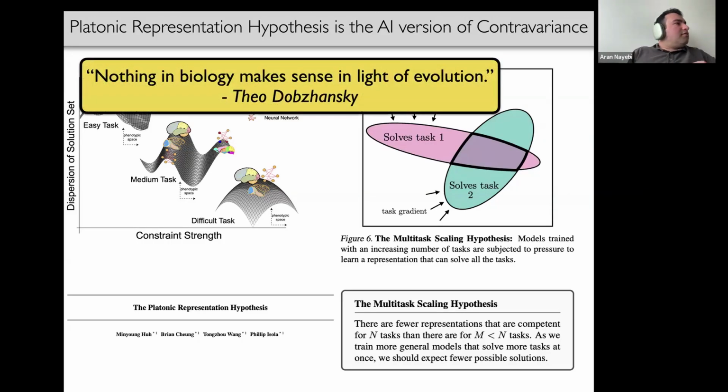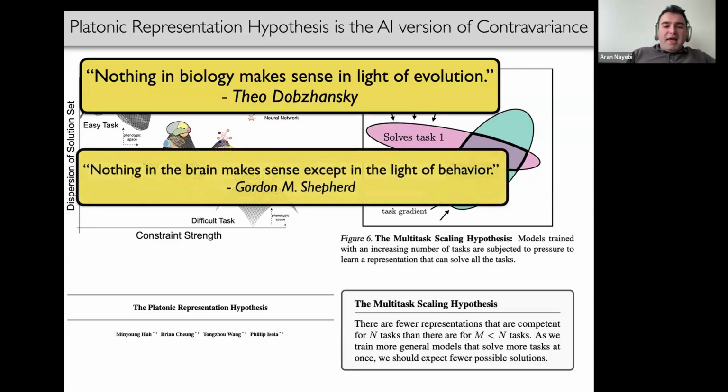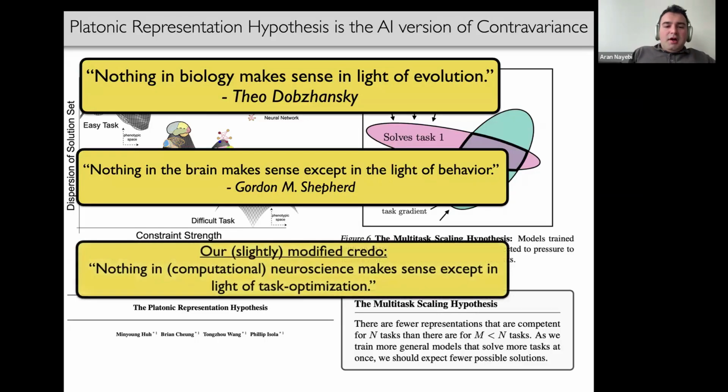There's a quote that I really like that summarizes this whole effort, which is that nothing in biology makes sense except in light of evolution. And the related neuroscience-specific one, which is that nothing in the brain makes sense except in light of behavior, right? Optimizing for hard behavior really does constrain the internal representations that are learned and that become brain-like as a byproduct. And so maybe the credo that we'll take for the rest of this talk is: nothing in computational neuroscience makes sense except in light of task optimization.